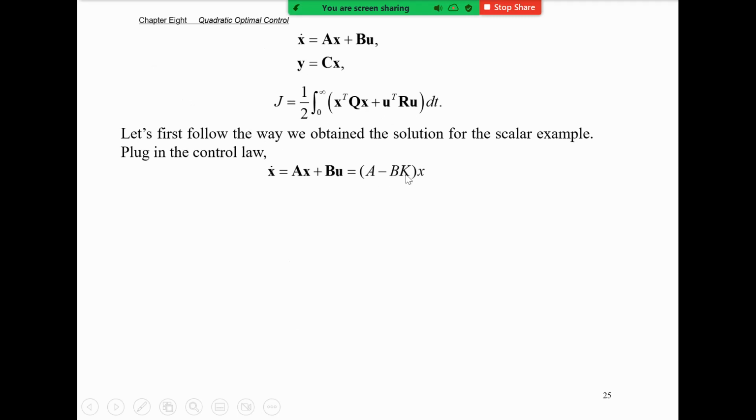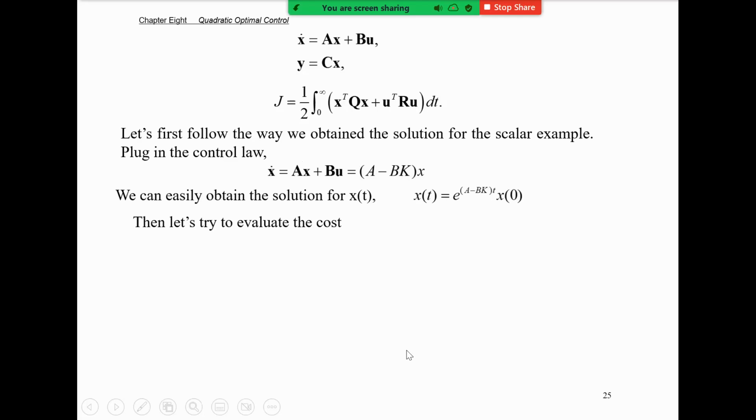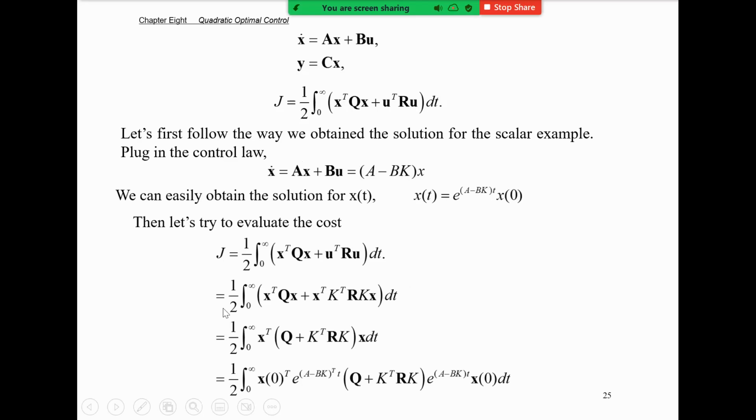We know this u equals minus Kx, right? We just plug it in. So A minus BK x. You know, from part 1, this is the solution, right? So you say, hey, I know the solution. So let's just evaluate the cost. So let's just plug it in, right? u here, and then equals minus.